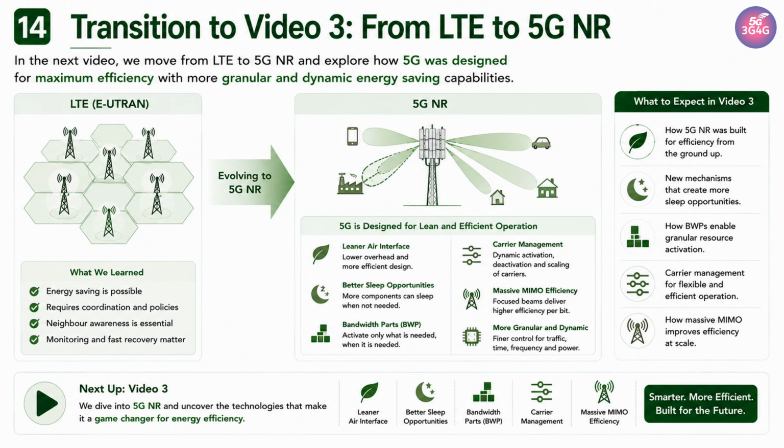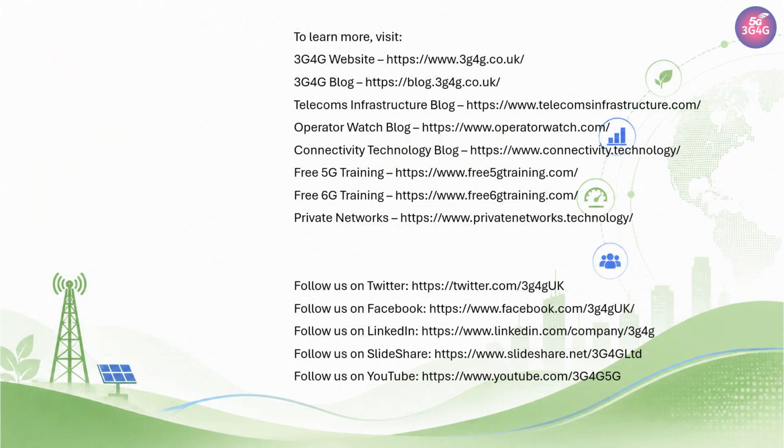In the next video, we move from LTE to 5G NR. This is where the story changes. 5G was designed with a leaner air interface, better sleep opportunities, bandwidth parts, more flexible carrier management, and massive MIMO. We will look at why 5G can be more energy efficient by design, even though 5G sites can consume more absolute power. So, in video 3, we will explore how 5G NR moves beyond LTE energy saving and creates a more granular and dynamic foundation for energy efficient mobile networks.